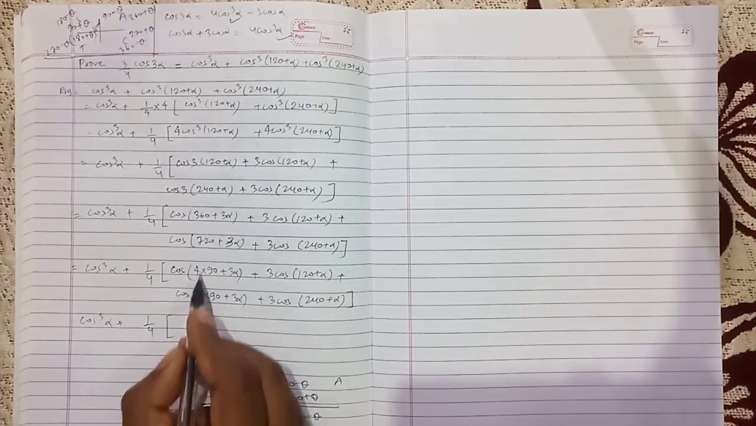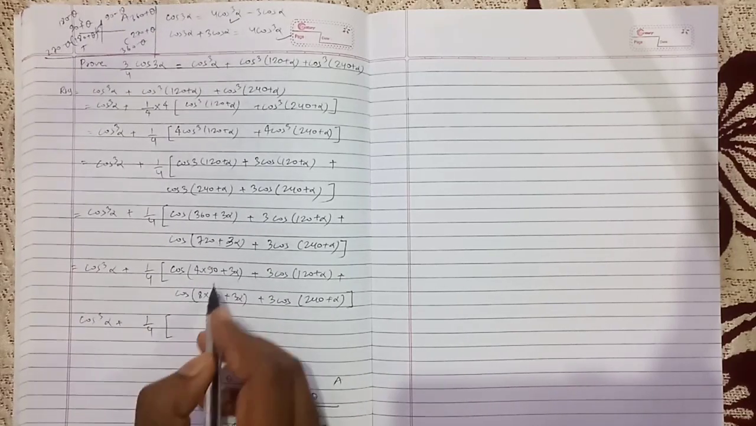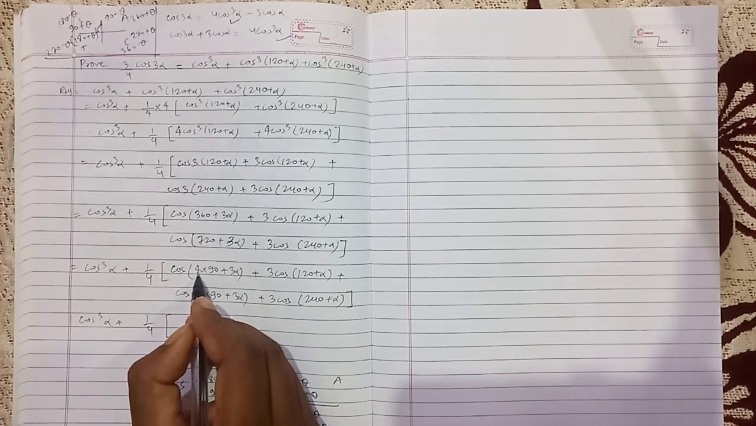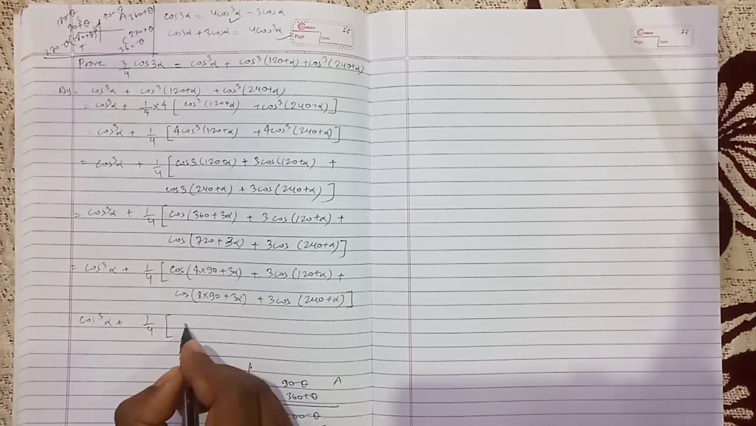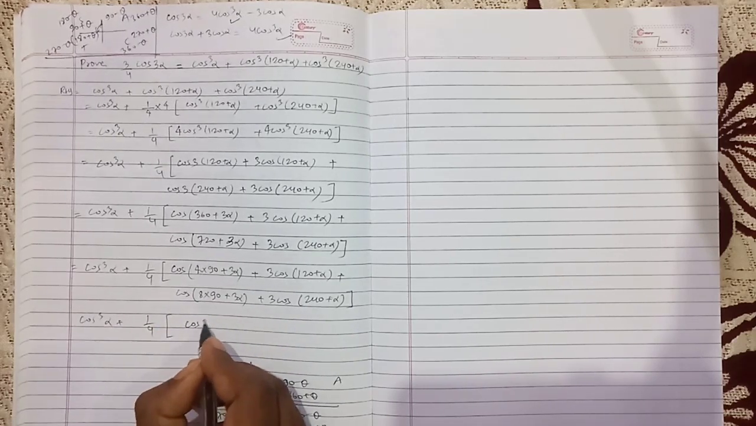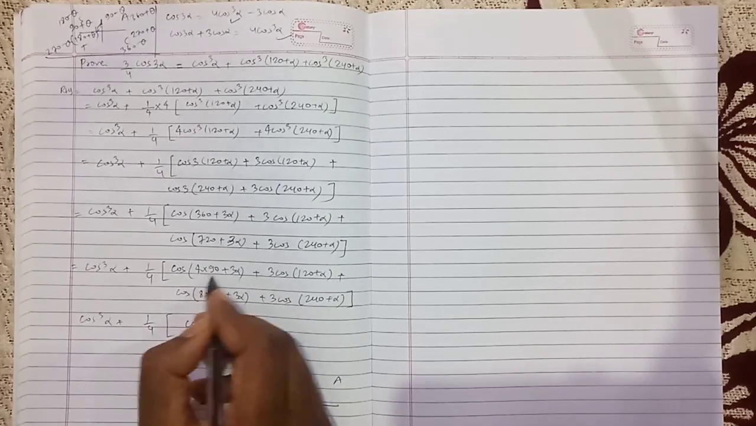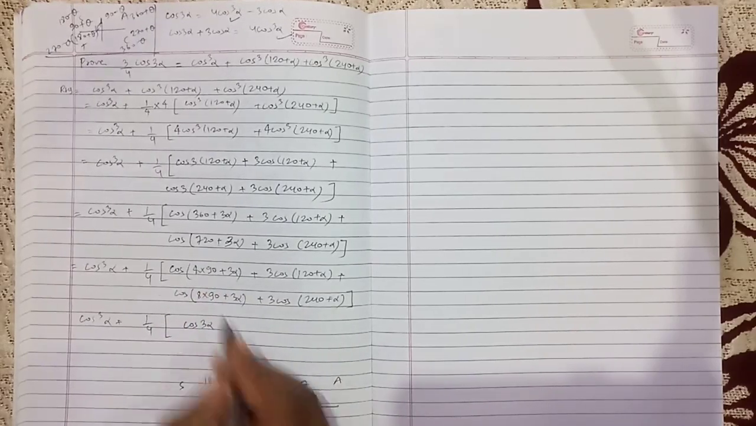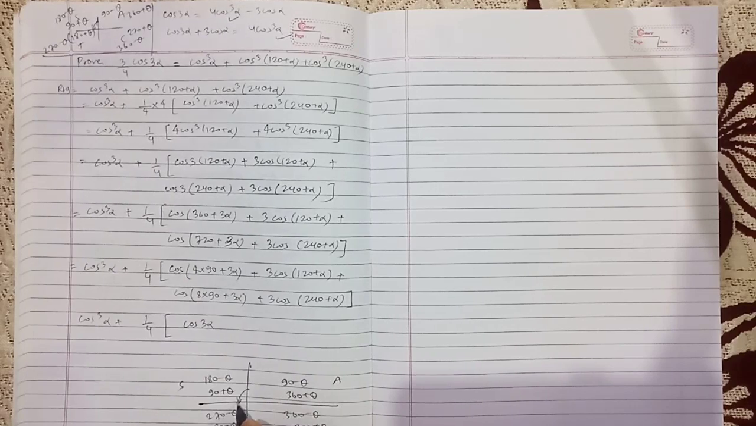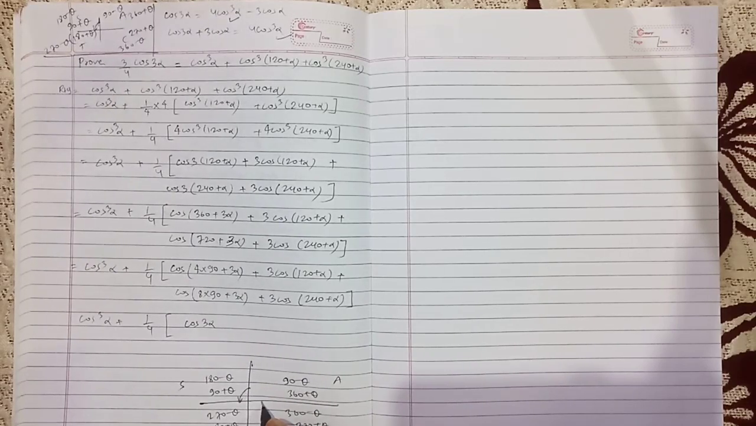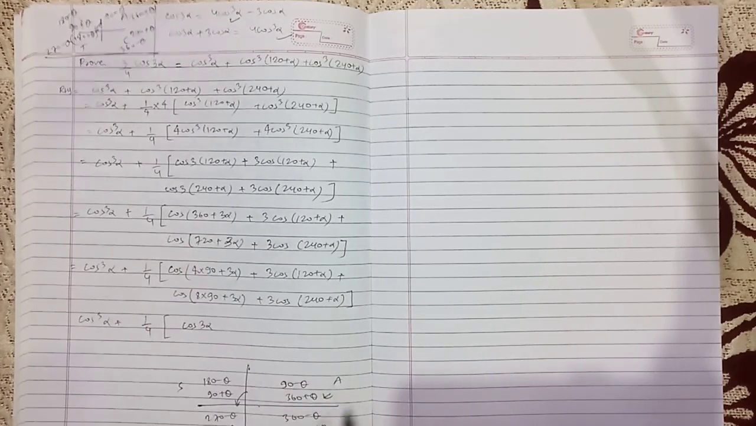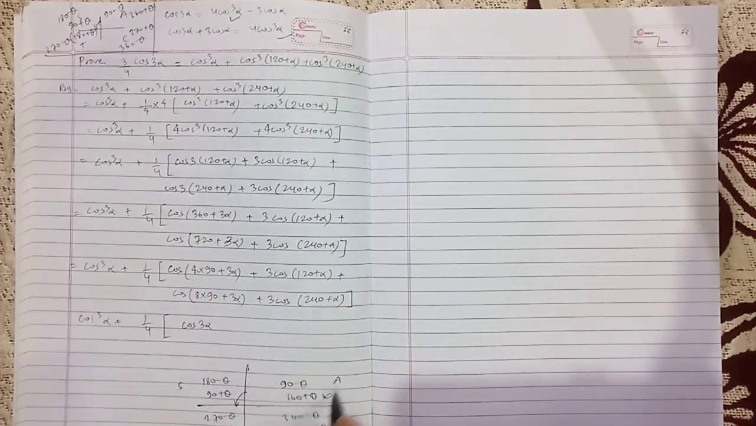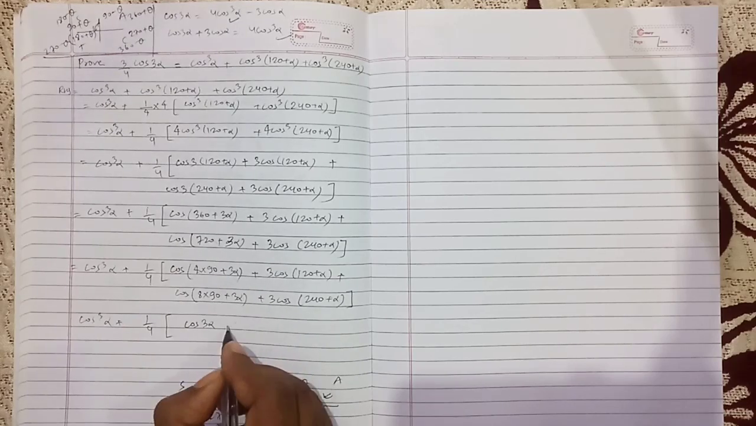So 4 into 90 plus θ means if there is an even number, then this cos will not change. It will be cos 3α, but its sign will be positive or negative. Let's see. 4, so 1, 2, 3, 4, if it is plus, it will be in this, or simply we can say 360 plus θ, this one, so this is all positive, so it will be cos 3α.